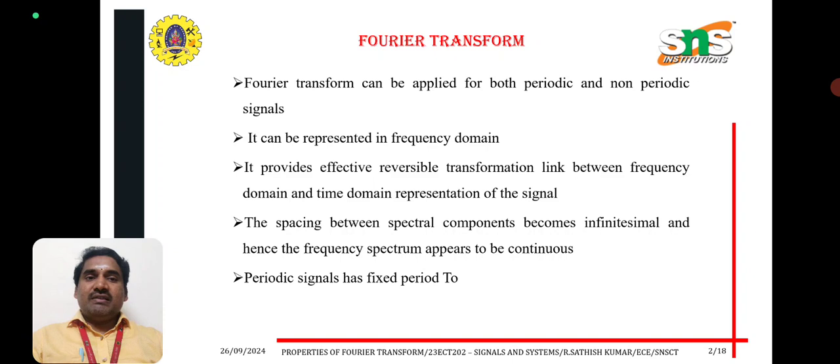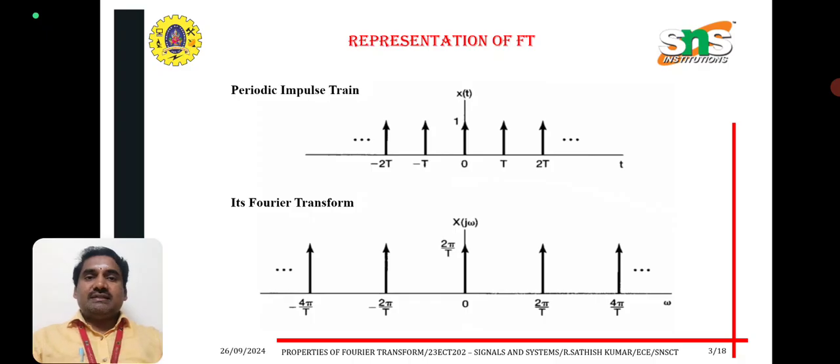The spacing between the spectral components becomes infinitesimal and hence the frequency spectrum appears to be continuous. Periodic signals have a fixed time period of T0. This is the periodic impulse train with respect to minus 2t to plus 2t. While taking the Fourier transform of the above function, we get minus 4 pi by t to plus 4 pi by t in terms of X of omega, that is the conversion from time domain to frequency domain, with an amplitude of 2 pi by t.